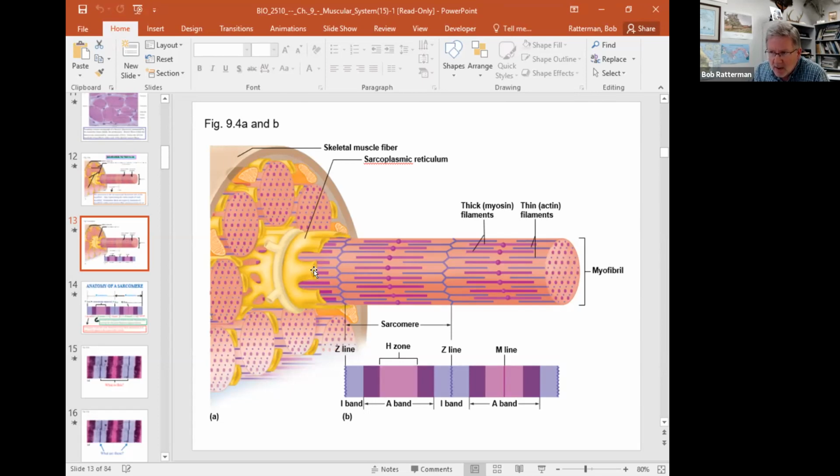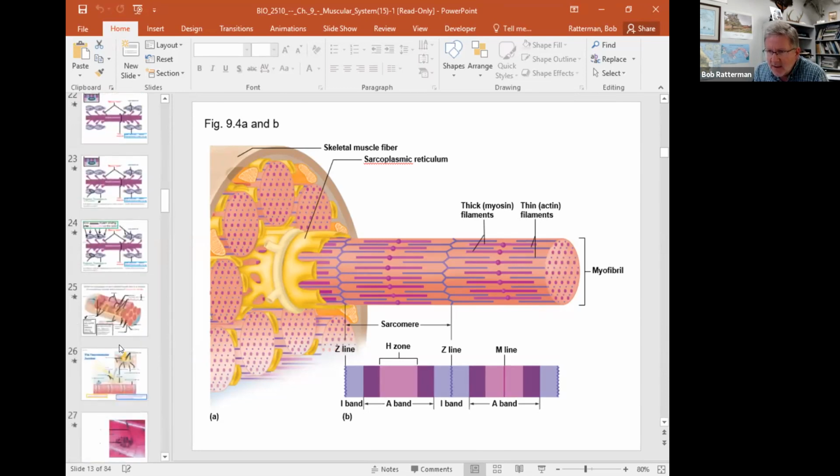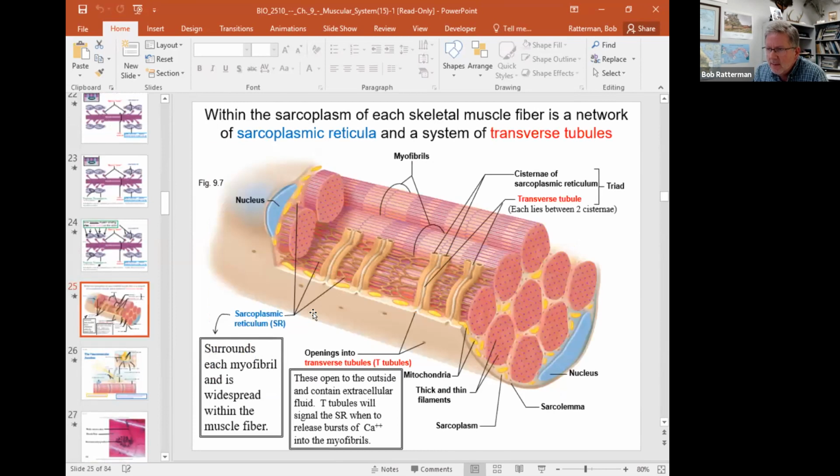So when a muscle impulse comes down the sarcolemma or cell membrane and then enters the transverse tubules, and again, I'm not sure if you've studied this or this is the first time you've heard this.